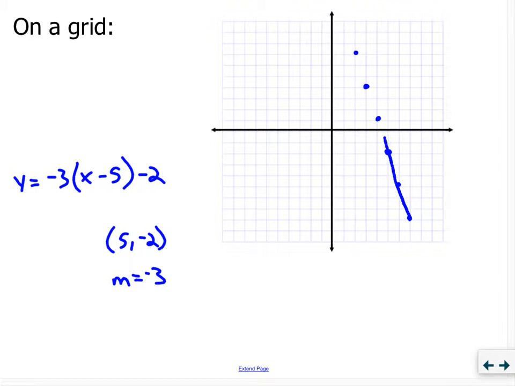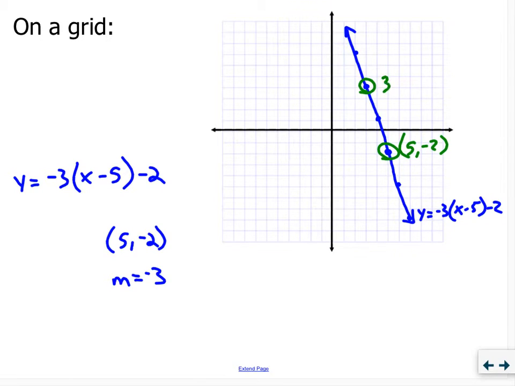So from my point, I apply my slope: -3 times x minus 5 minus 2. And notice a couple points on this graph. Here's my starting point, 5, -2. Did you also notice that this point's on the graph too? Wasn't that the other point that we used? 3, 4. So this new form called point slope is a nice, efficient way for you to write the equation of a line. All you need is a point and a slope, or 2 points.